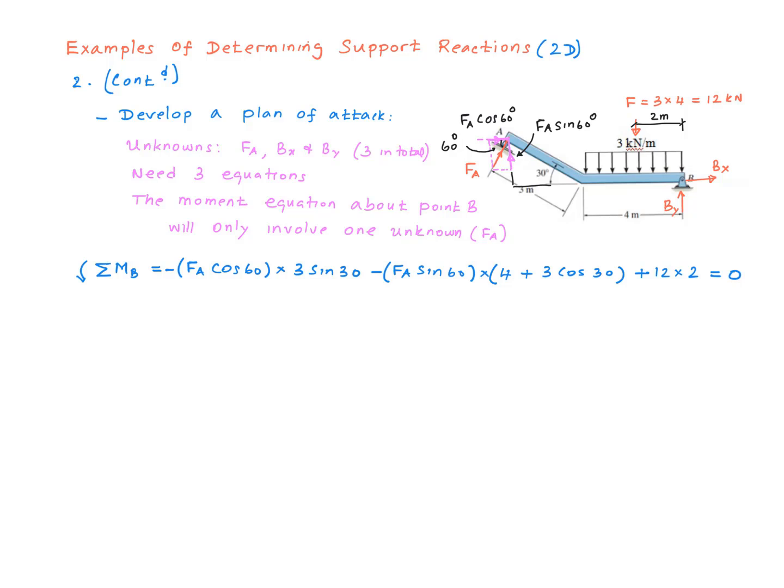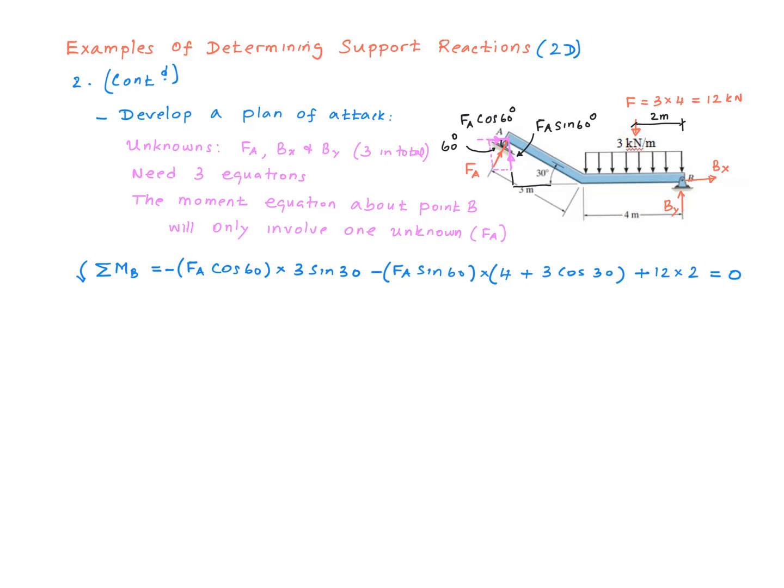Out of the 5, we already said that Bx and By will not make a contribution to the moment equation. So we have 3 of them left in there. So this moment equation is supposed to have 3 terms. Here's the term associated with FA cosine 60. So the force is FA cosine 60. And the perpendicular distance, the line of action, is this distance right there, right? And that will be 3 sine 30. 3 sine 30, that's what I have here.